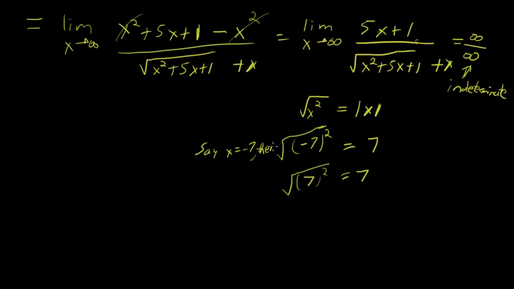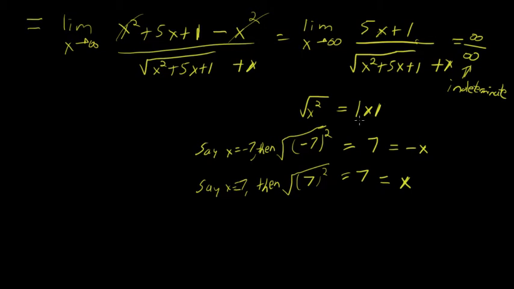Then the square root of (-7) squared is 7, which equals negative x. Then say x equals 7. Then the square root of 7 squared is 7, because square roots are always positive, but that's equal to positive x here.